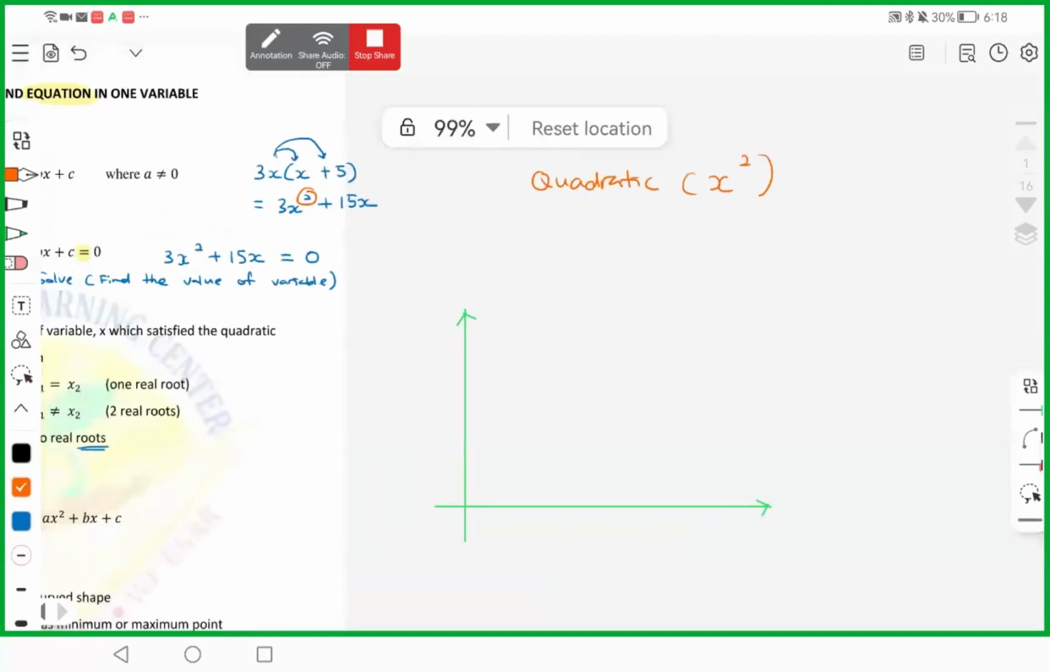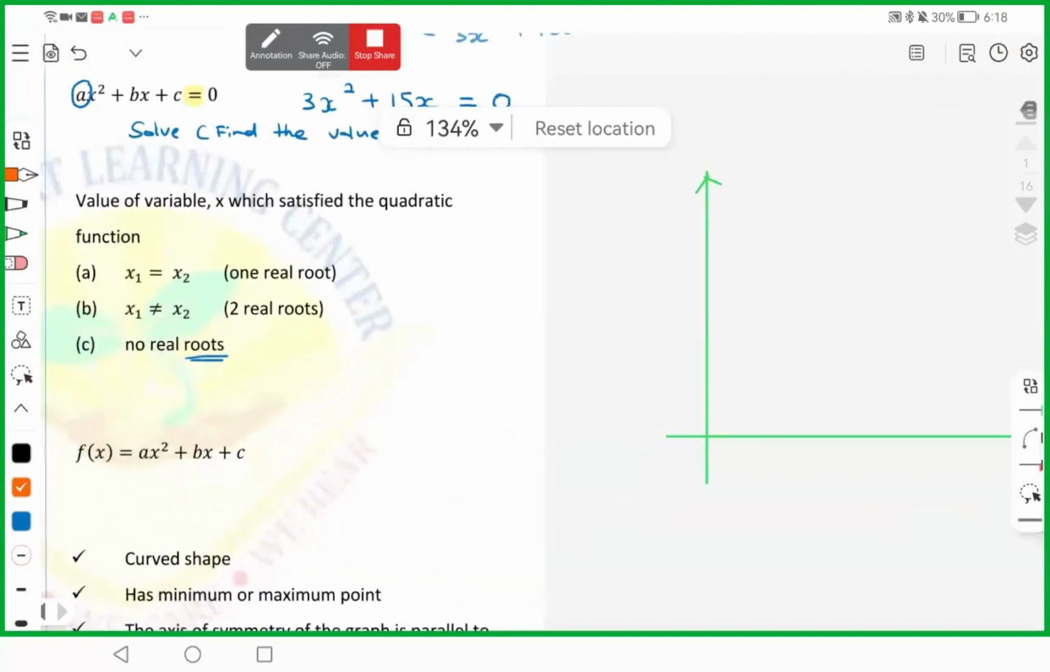So just now we learned about the roots of the quadratic equation. We have three types: one real root, two real roots, and no real roots. If you only have one real root, the curved line will touch the x-axis at only one point. One real root, one point. Now you can imagine already.